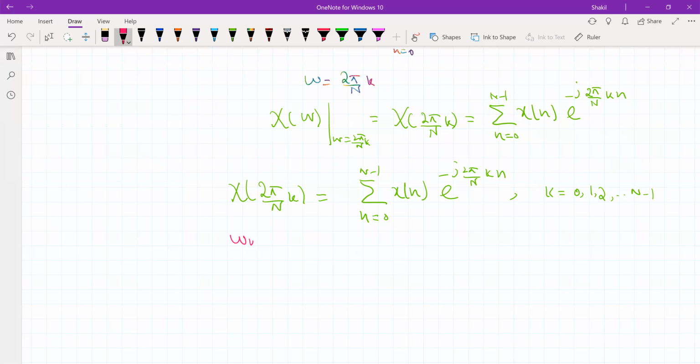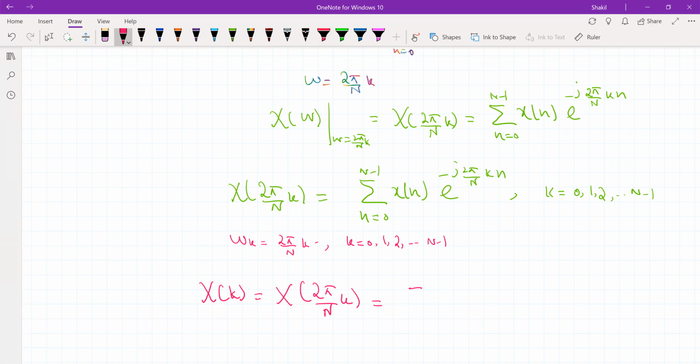See, omega k is 2 pi by N k. As k changes, omega k changes. So the frequency is determined by k here. So we write it as X of k.